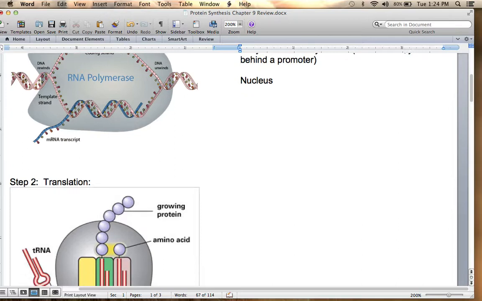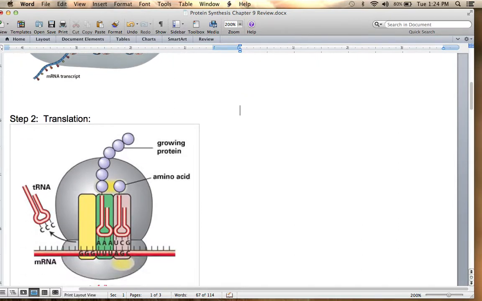All right, so let's go down here to translation. So translation takes place in the cytoplasm, and for this process, you obviously need your messenger RNA strand. You also need ribosomes. Ribosomes are an organelle in the cell, and they are composed of protein subunits, a large and a small one, and also a particular type of RNA called ribosomal RNA. And so that ribosomal RNA helps make up the ribosome itself.